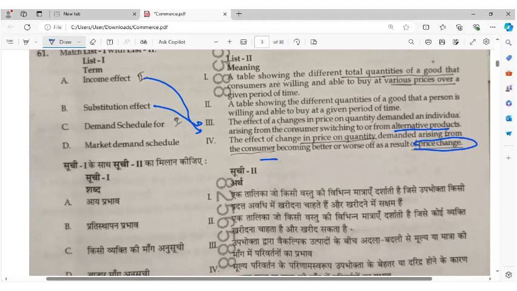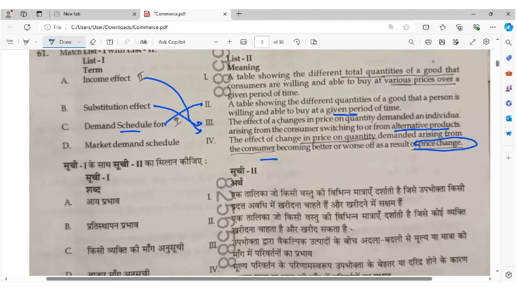The demand schedule is a table which shows the different quantities of goods that a person is willing and able to buy at a given period of time. So this is demand. After that, the market demand schedule is also a table.